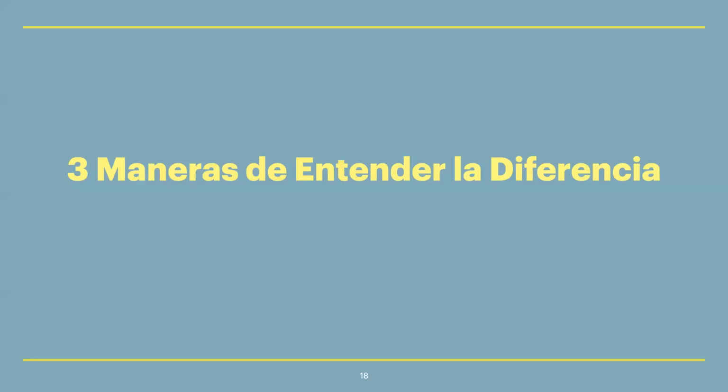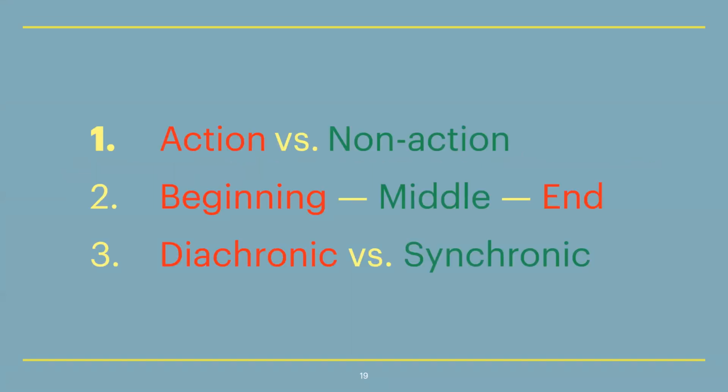Vamos a ver tres maneras diferentes de entender la diferencia entre el pretérito y imperfecto. Action versus non-action, beginning, middle, and end, and diachronic versus synchronic. Ahora yo entiendo claramente que para ustedes una de estas maneras va a ser más clara. Yo voy a hablar sobre action versus non-action porque es la forma que es más fácil para mí entender. Pero si no entienden esta manera, nada más me dicen y yo se lo vuelvo a explicar según beginning, middle, end, or diachronic and synchronic. I want everybody to understand this, and each one of you is going to learn in a different way. So we'll look at the first one, action versus non-action. But if you don't really get it, then we'll go back and look at the other ways of understanding it.